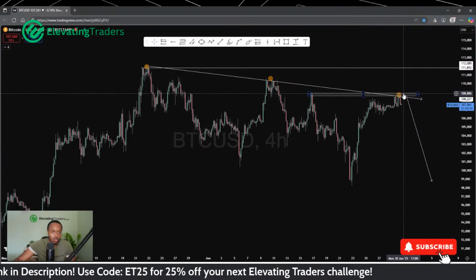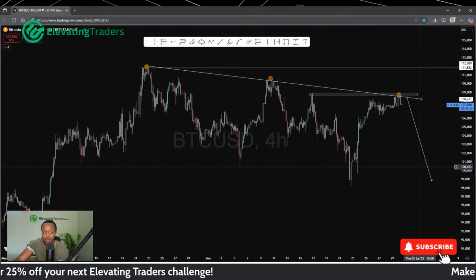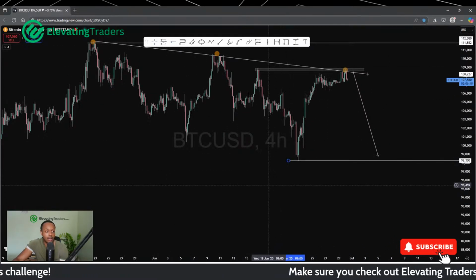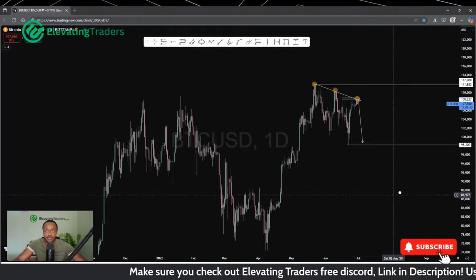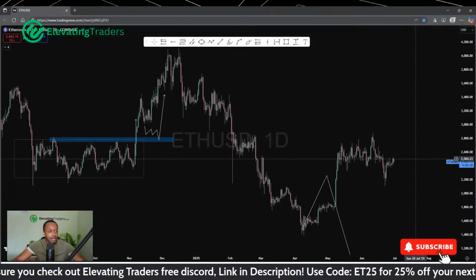So as long as we can hold 108, 109k, I would remain bearish and expecting a lot more downside. And then, of course, naturally targets back to the swing low, which is not good for crypto there. If BTC is going to swing down, looking at Ethereum quickly.